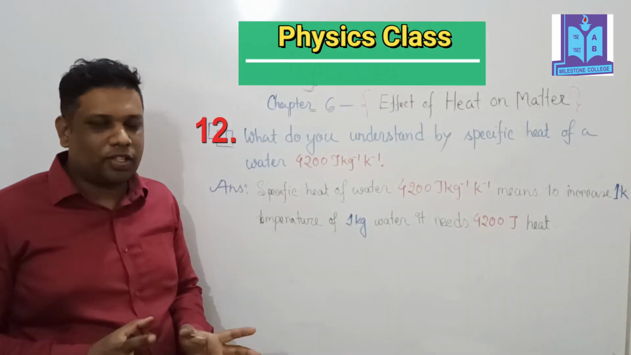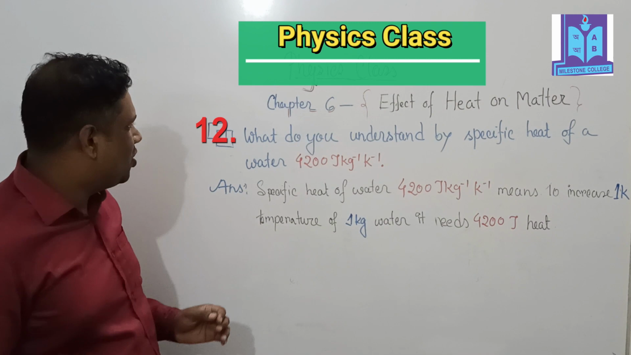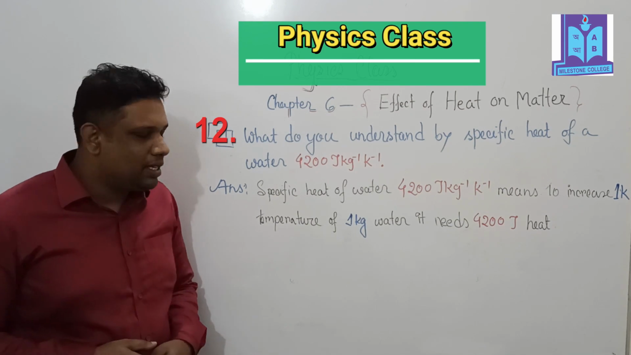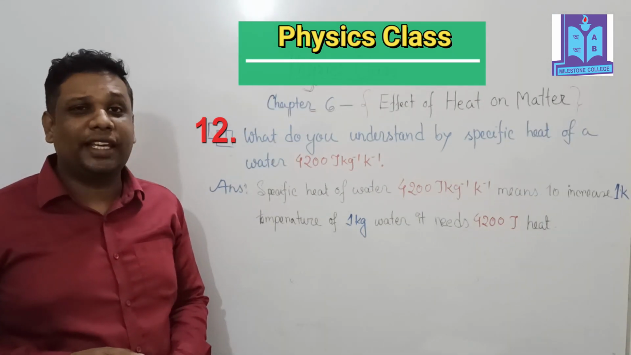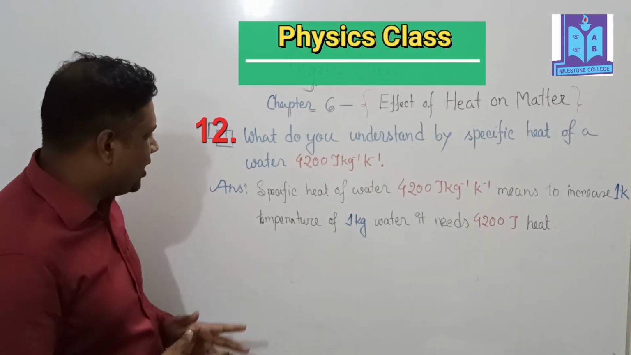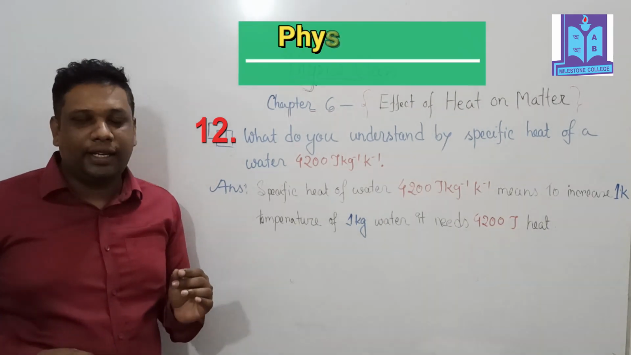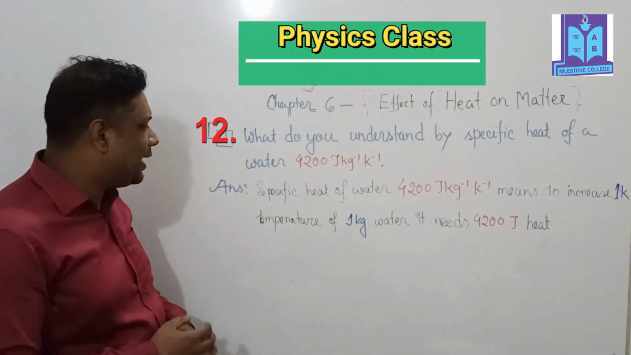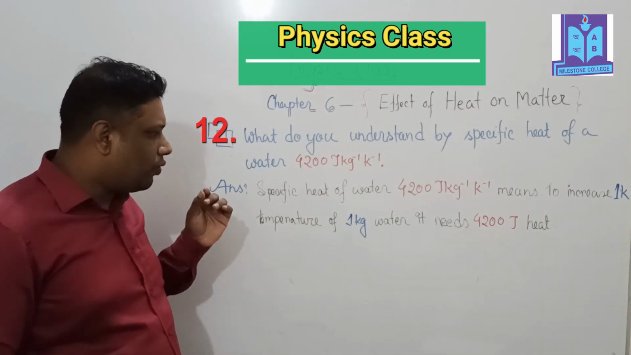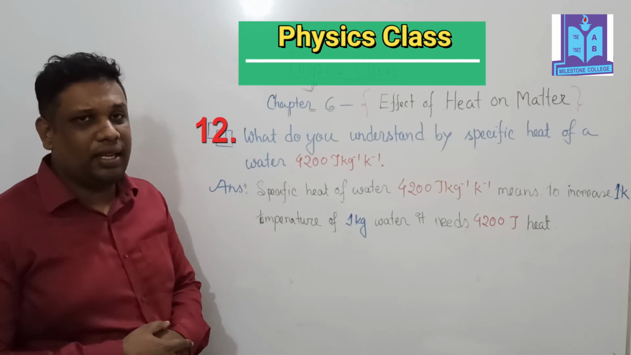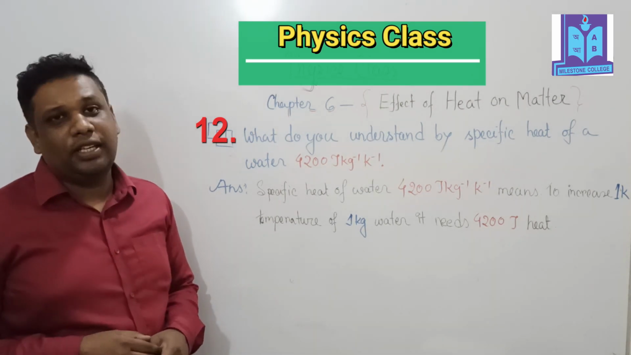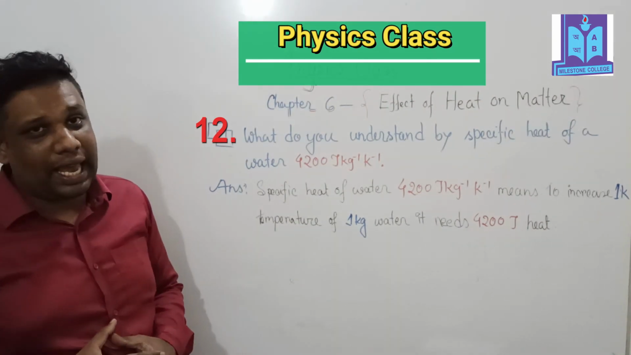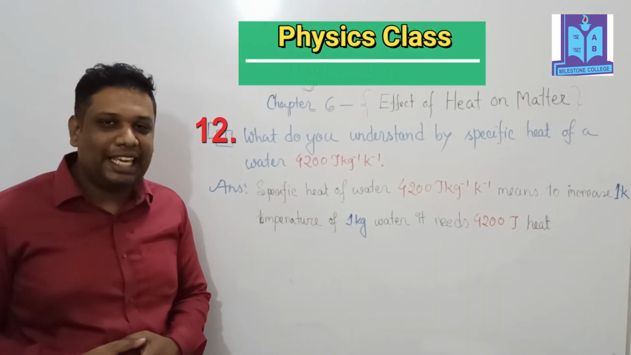So my dear students, this is the last question of this session, which is: what do you understand by the specific heat of water being 4200 joule per kg per Kelvin? So here is the answer. Specific heat of water 4200 joule per kg per Kelvin means to increase the temperature of 1 kg of water by 1 Kelvin, it needs 4200 joule of heat.